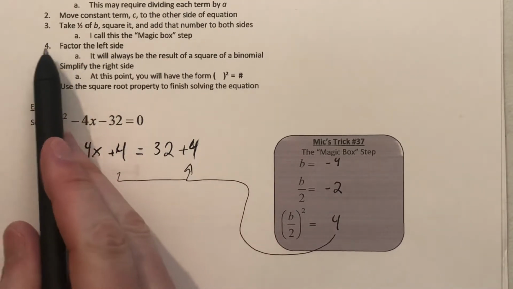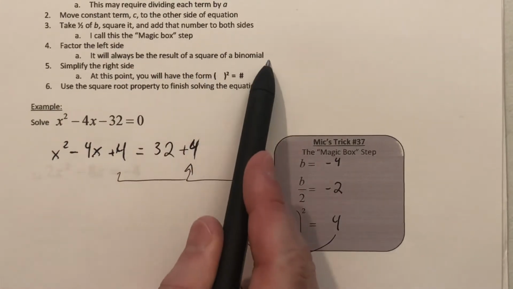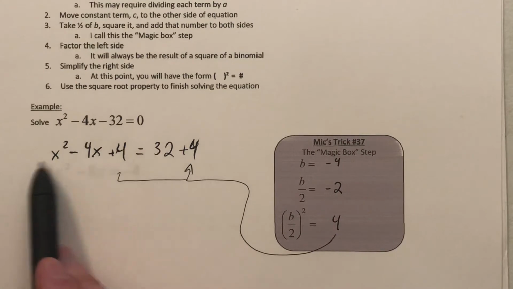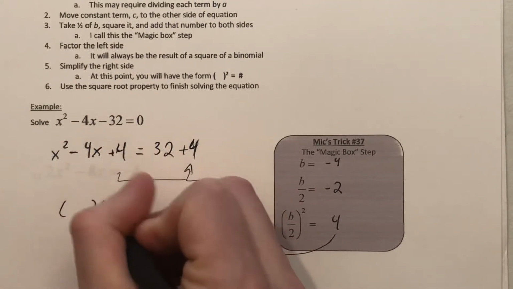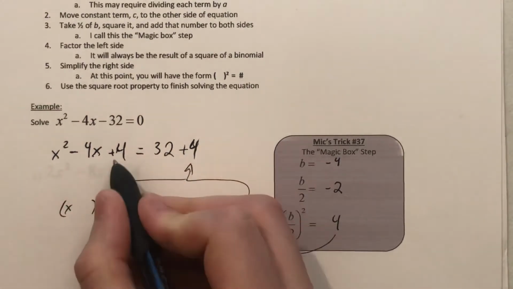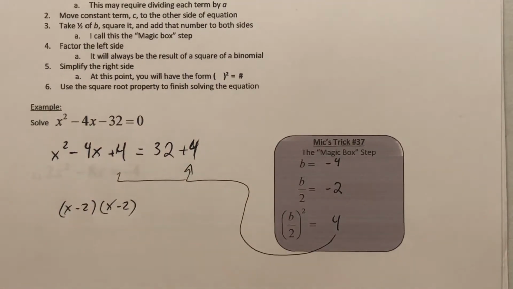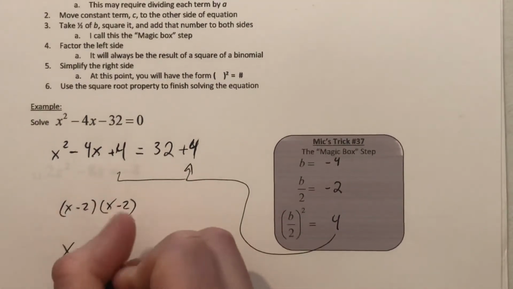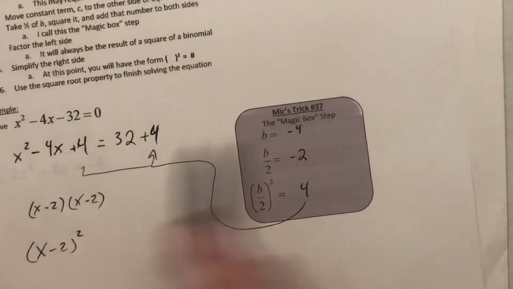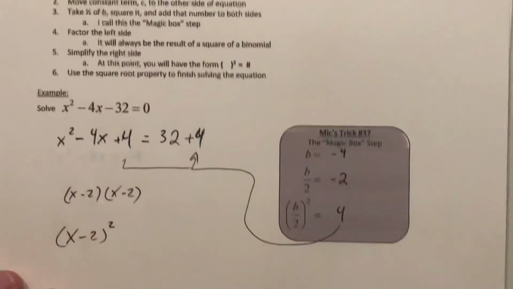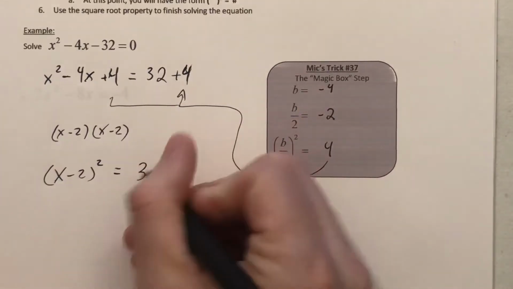Now, step 4 says factor the left side. It will always be the result of a square of a binomial. That's what this has allowed us. It will give us a trinomial that will factor down, and I'll write it this way this first time, numbers that multiply to +4 but add to -4 are -2 and -2. And that will always happen to where we will write it like that. We will be able to write it as the binomial squared. That trinomial will always factor to a perfect square binomial. And then the right side will be whatever you get when you combine those two numbers.